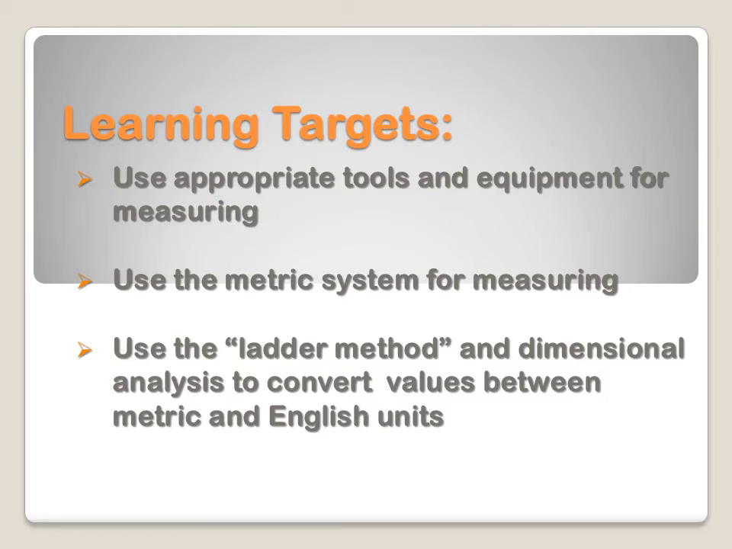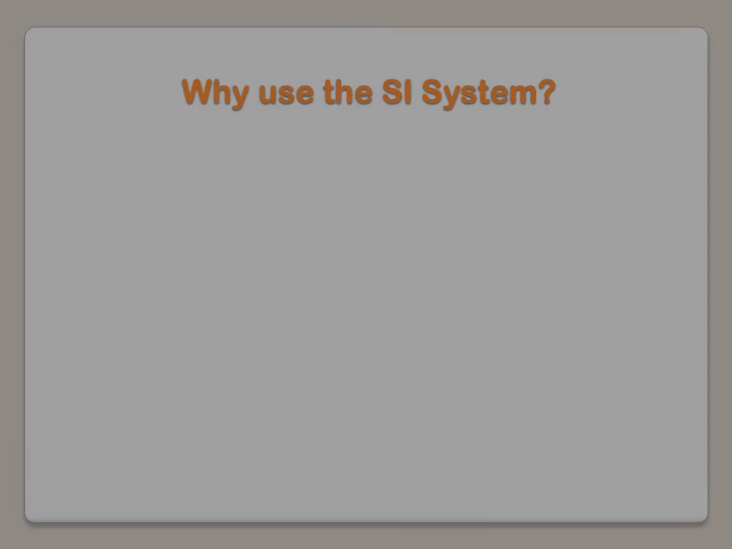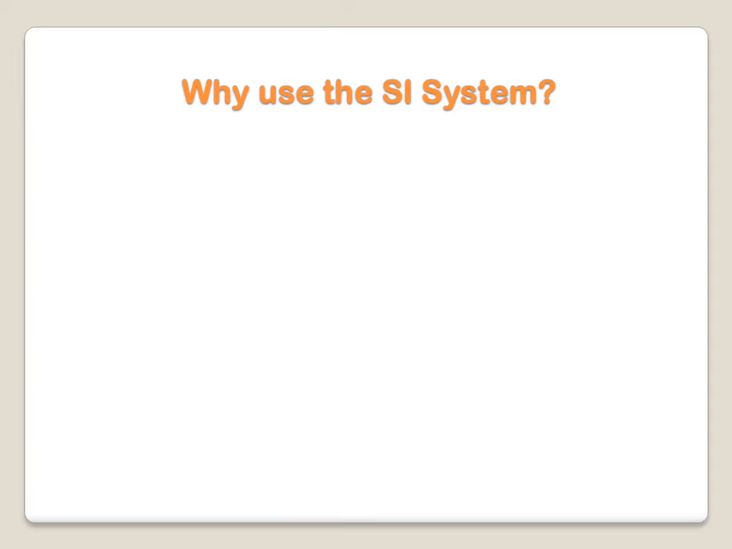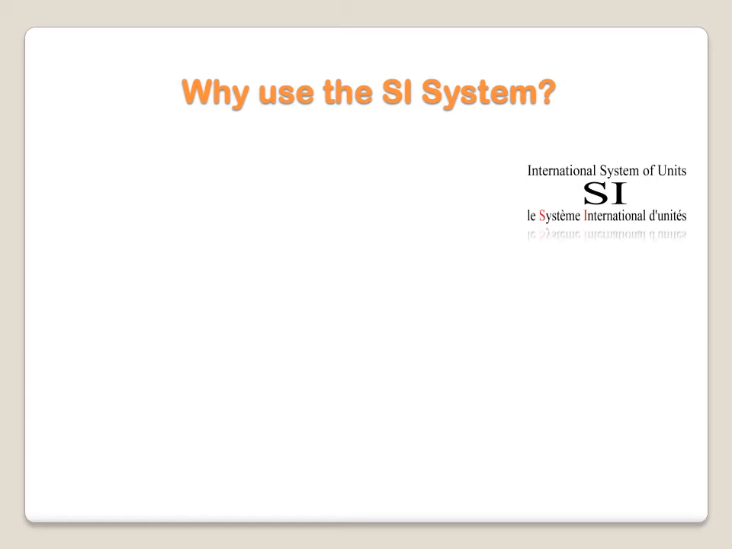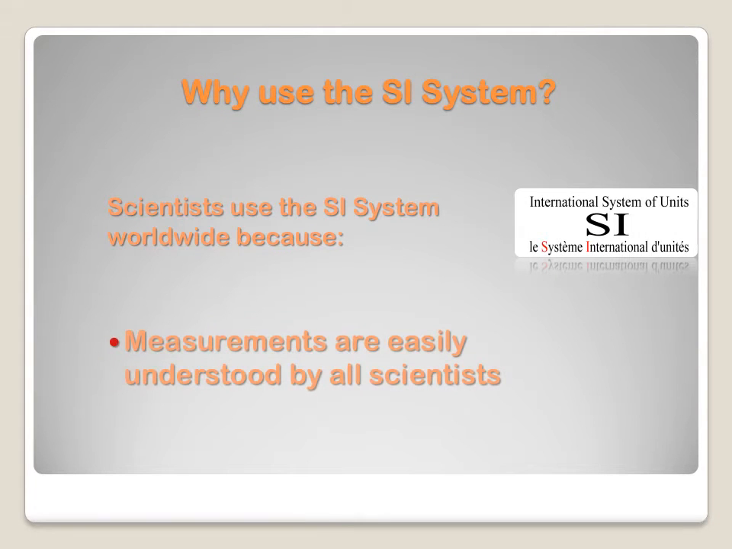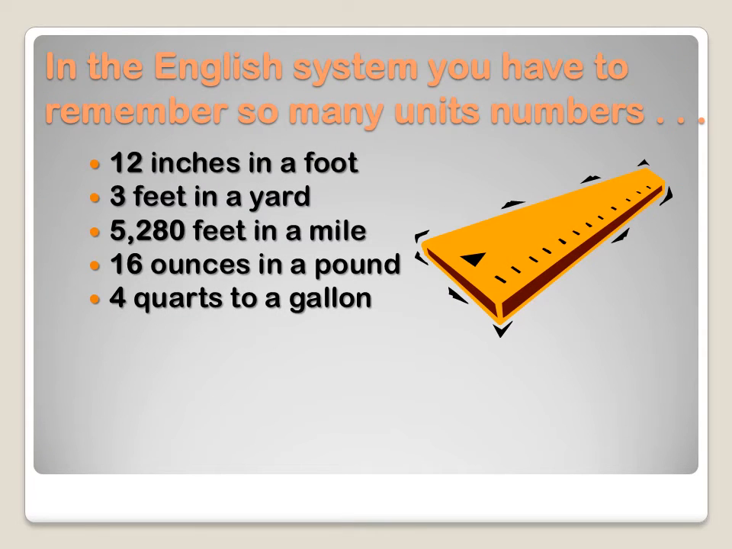You will read this. Why use the SI system? In this English system, you have to remember so many units: 12 inches in a foot, 3 feet in a yard, 5280 feet in a mile, 16 ounces in a pound, 4 quarts to a gallon.